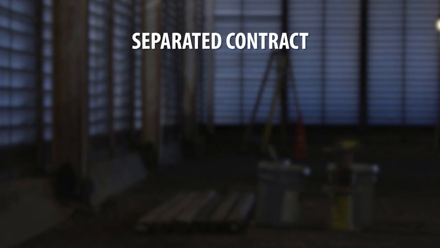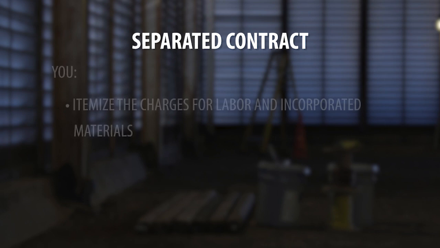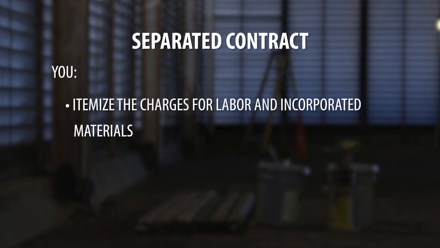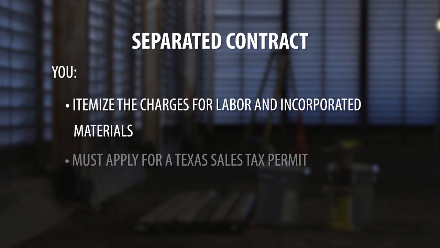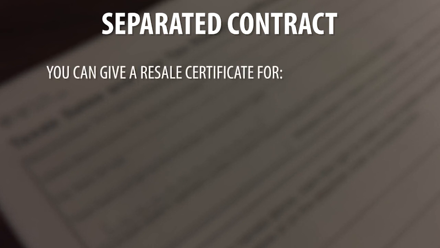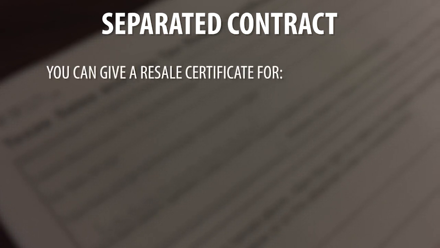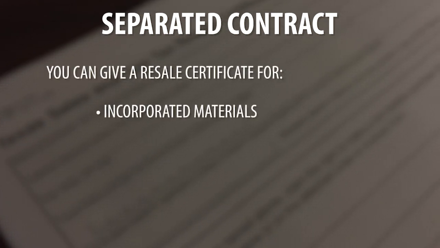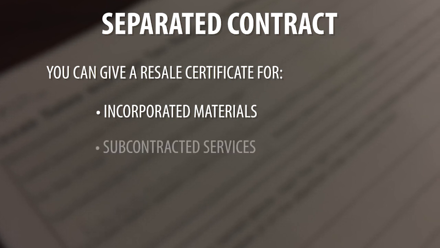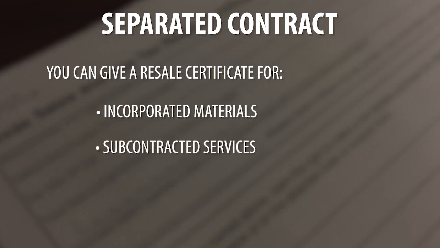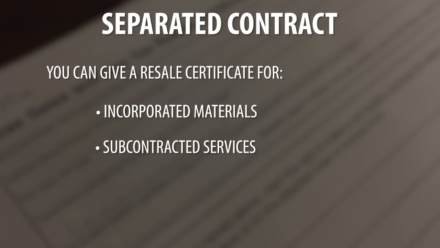Under a separated contract known as a time and materials invoice, you itemize the charges for labor and incorporated materials. If you bill your customer using a separated contract, you must apply for a sales tax permit. When you bill your customer under a separated contract, you can give a properly completed resale certificate to your vendors when you buy taxable incorporated materials and subcontracted services resold to the customer to complete the construction work.